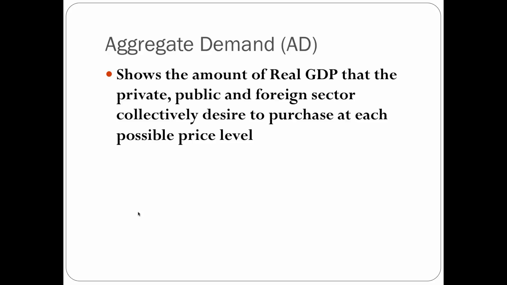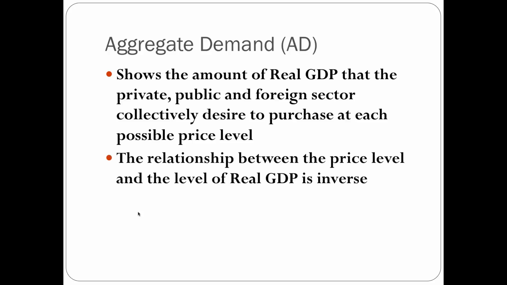So aggregate demand shows the amount of real gross domestic product that the private, public, and foreign sector collectively desire to purchase at each possible price level. So this relationship between the price level and the level of real gross domestic product is inverse. So remember here that we are going to be taking a look at the relationship between price level and the amount of real gross domestic product that is going to be purchased at that price level.